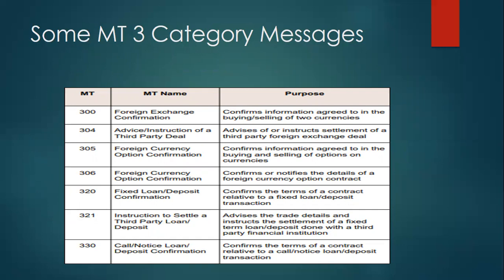Next one is MT304, which is the advice and instruction of a third-party deal. 305 is for foreign currency option confirmation. 306 is also a foreign currency option confirmation. 320 is fixed loan deposit confirmation. 321 is instruction to settle a third-party loan deposit. 330 is for call notice loan deposit confirmation. There are so many other types of MT3 category messages as well, which we cannot complete over one session.